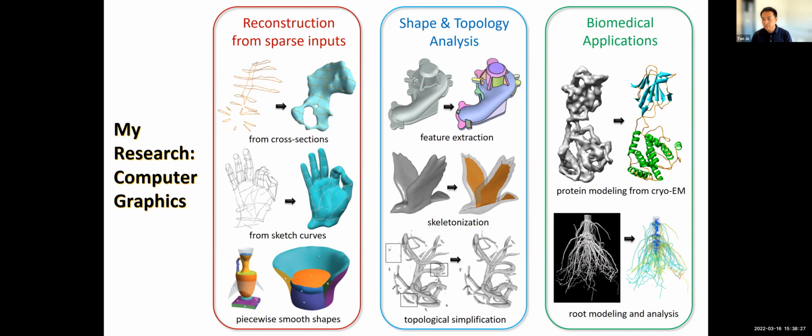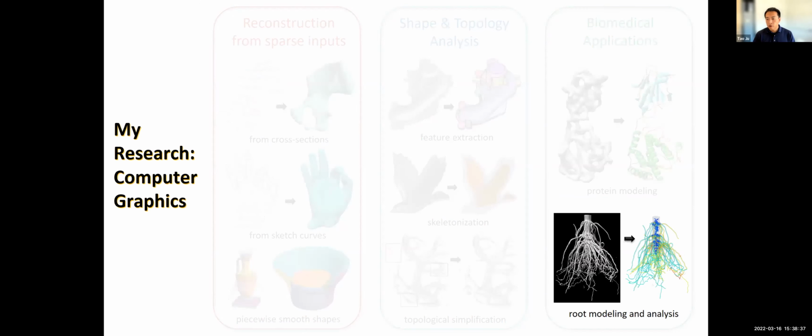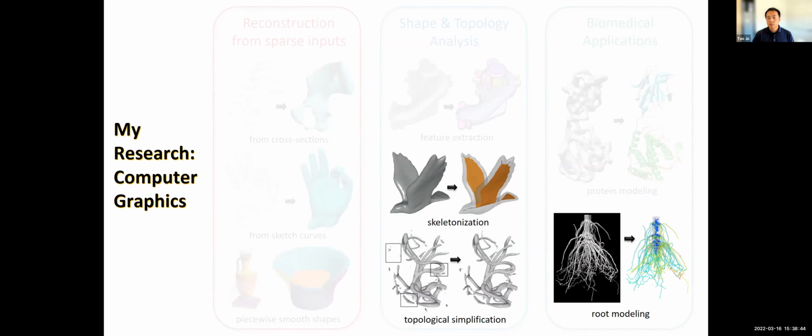And more recently, and of course the focus of this talk, is to understand the structure of roots of plants, again from 3D imaging. So this is where we are, and I'll be talking more about this particular project. And during this process, I'll also mention some other works I've done in the domain of shape and topology analysis. Now, these algorithms were designed to tackle the specific problem of root modeling, but in return, they can also be used for solving other problems in computer graphics as well.